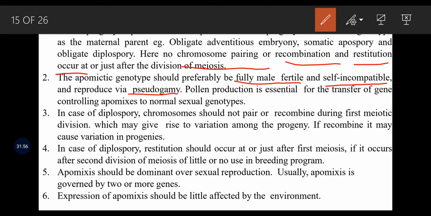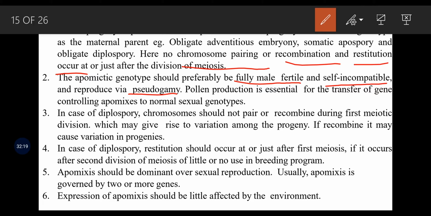In the case of diplospory, chromosomes should not pair or recombine during the first meiotic division, which may give rise to variation among the progeny. If they recombine, it may cause variation in the progeny. That means in a diplospory condition, the chromosomes should not pair or recombine during the first meiotic division, that is, the reductional division.